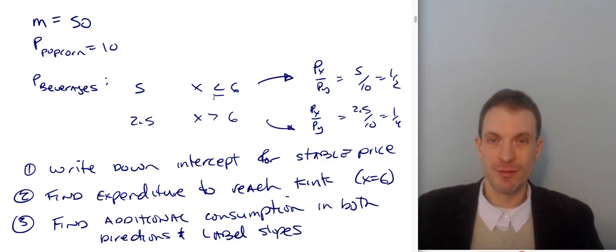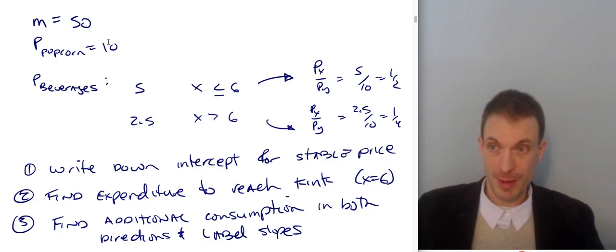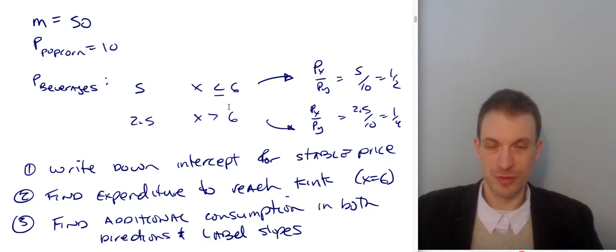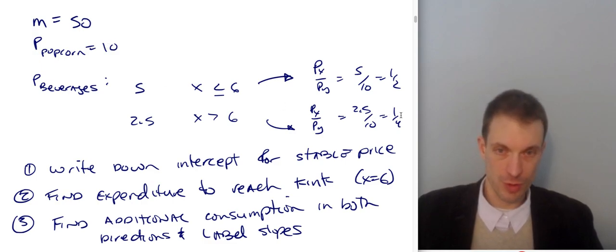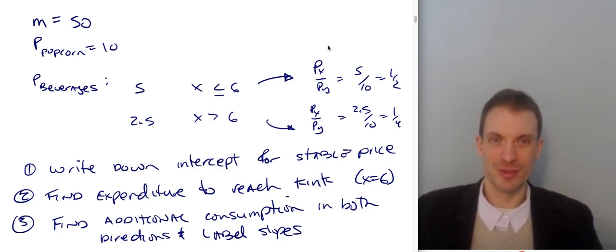All right, the other thing that I've done is I've said, well, look, if the price of beverages is 5 and the price of popcorn is 10, then the slope of the budget constraint is 1/2. If the price of beverages is $2.50 and the price of popcorn is 10, the slope of the budget constraint there is 1/4. So we're going to go from steeper to flatter. Yeah, I've got 1/2 rather than -1/2. I've got 1/4 rather than -1/4, right?